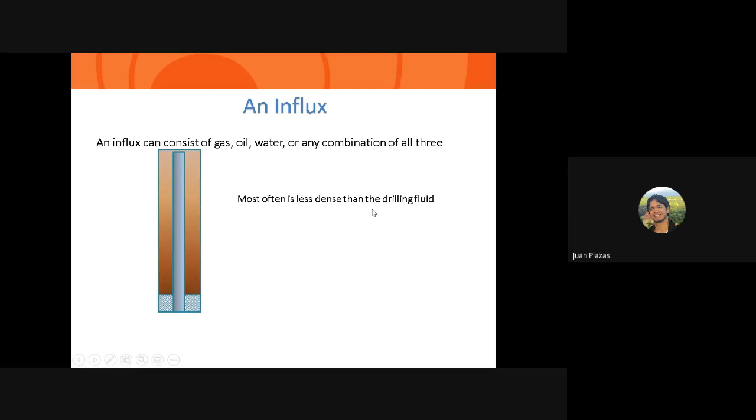Most often the influx is less dense than the drilling fluid. A water-based mud could be 10 ppg, and oil usually is 6-7 ppg, gas 2 ppg, so it's less dense, and water could be formation water. Gas migrates with time up the wellbore through buoyancy. So it's important we consider gas properties. It must be removed in a controlled manner, so we should remove the gas using conventional well control methods in order to maintain the integrity of the well.